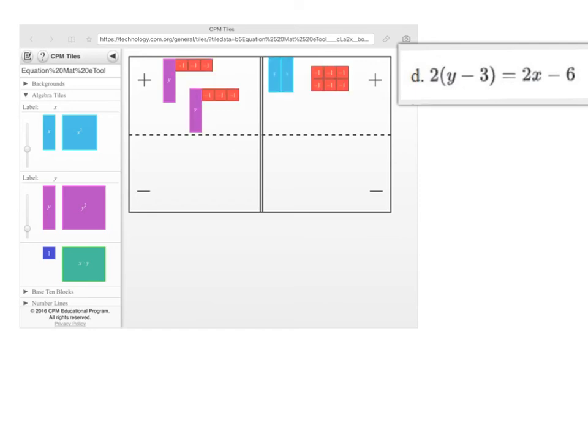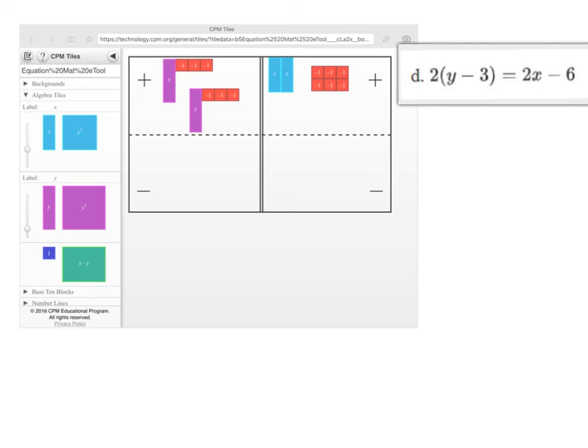All right, here's what my equation mat looks like for this equation. The equation says 2 times y minus 3. So here I have a y tile and 3 negative tiles. And I repeat that 2 times. Once, twice. And on the right-hand side, I have 2x minus 6, or negative 6.